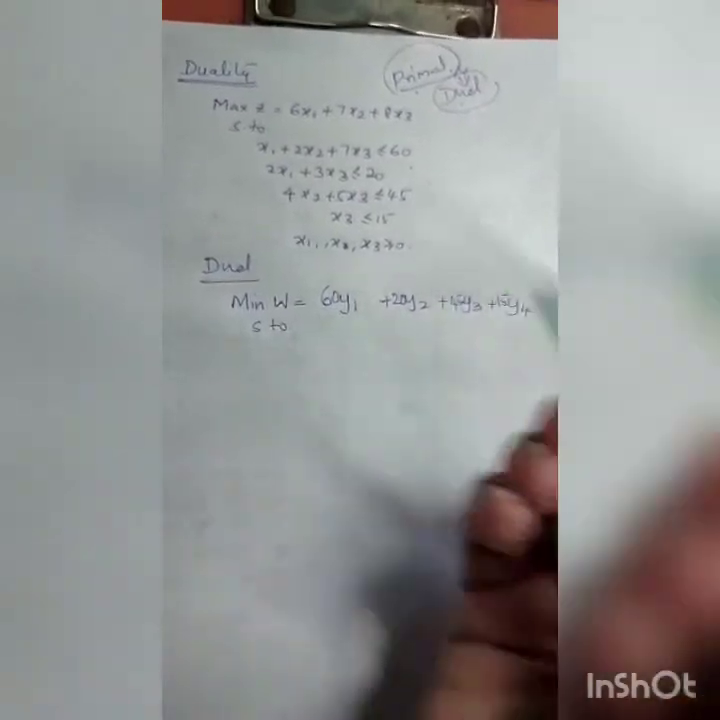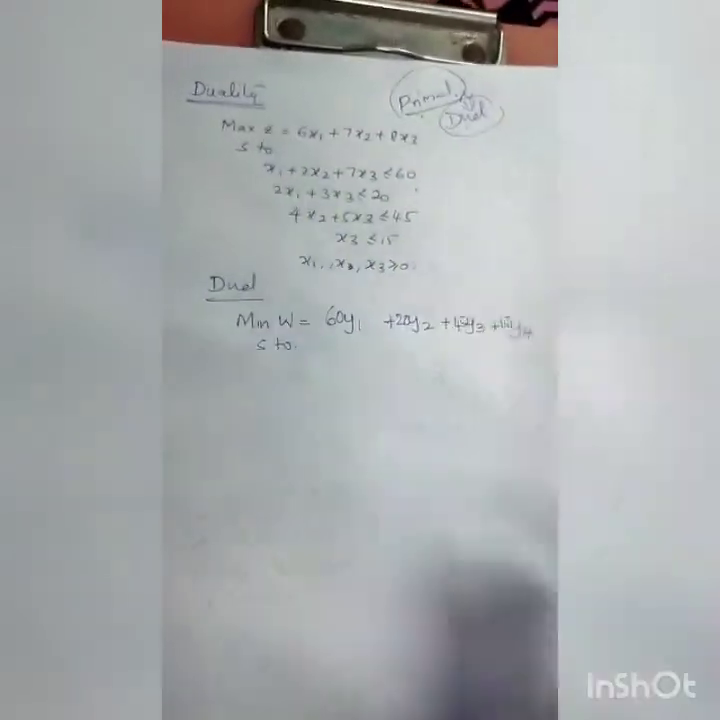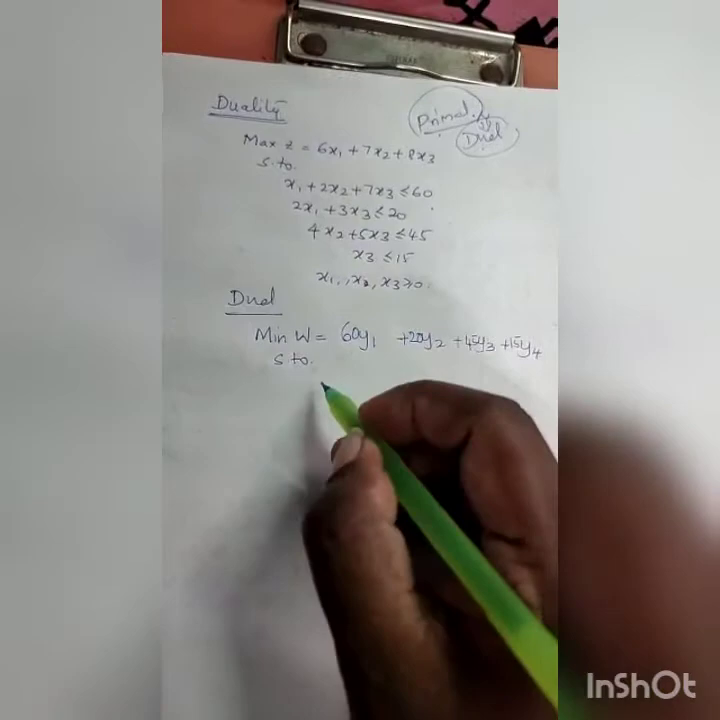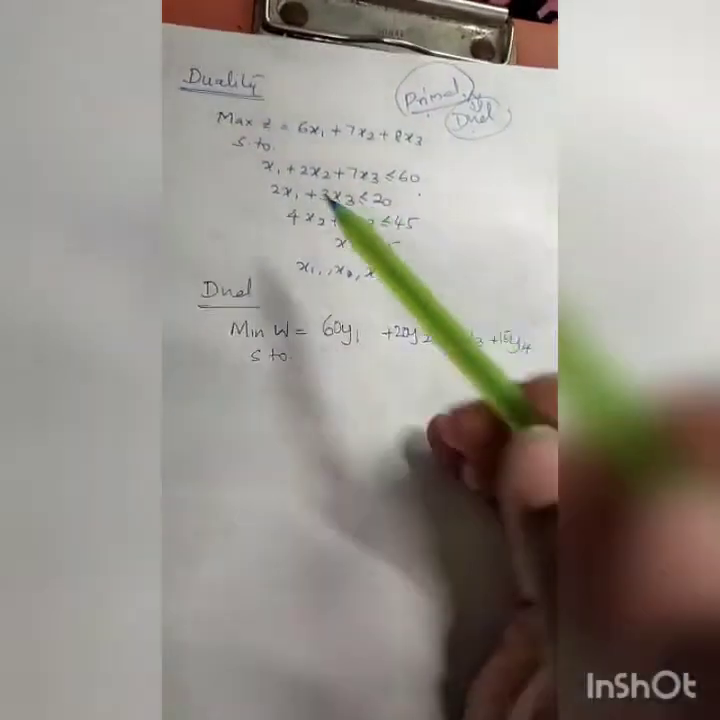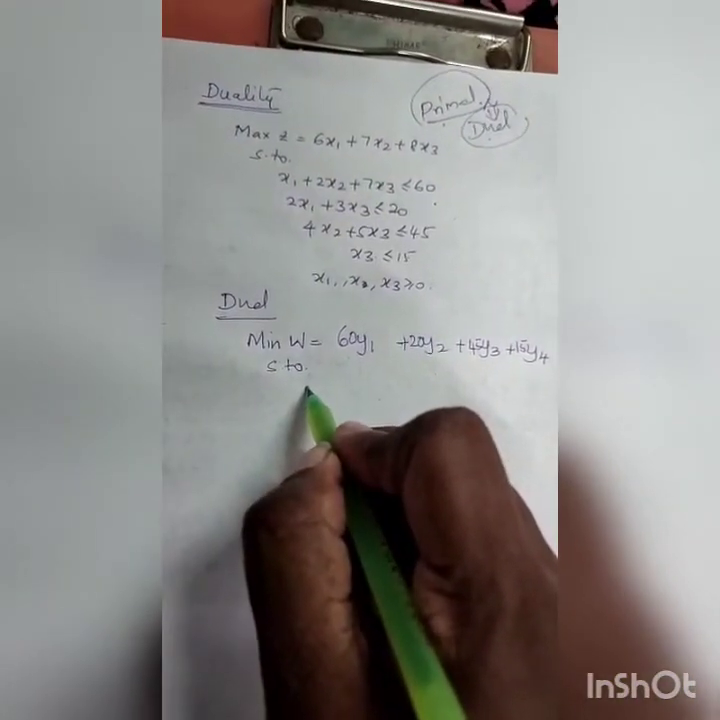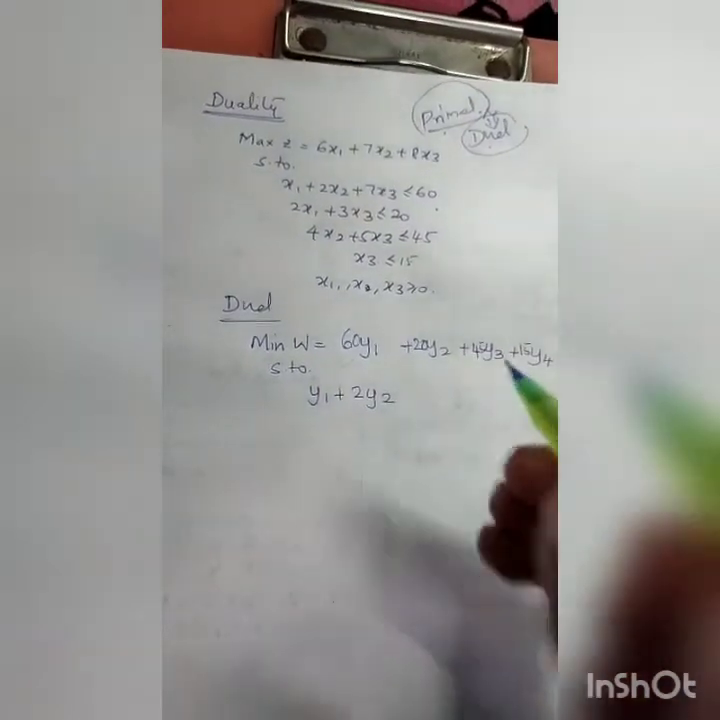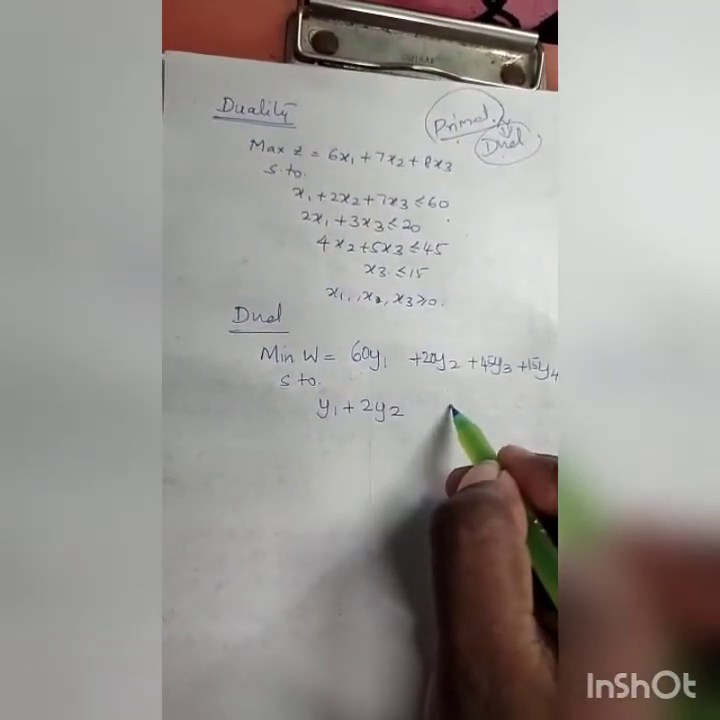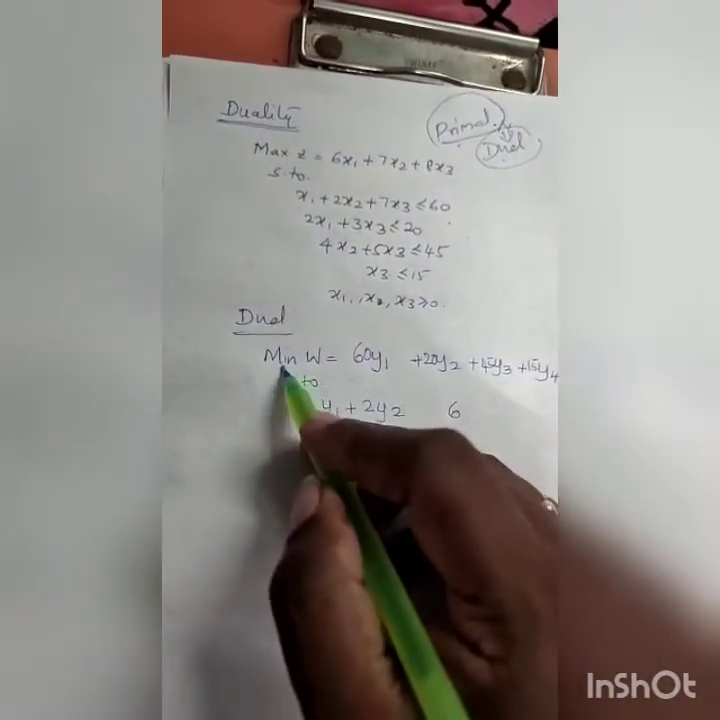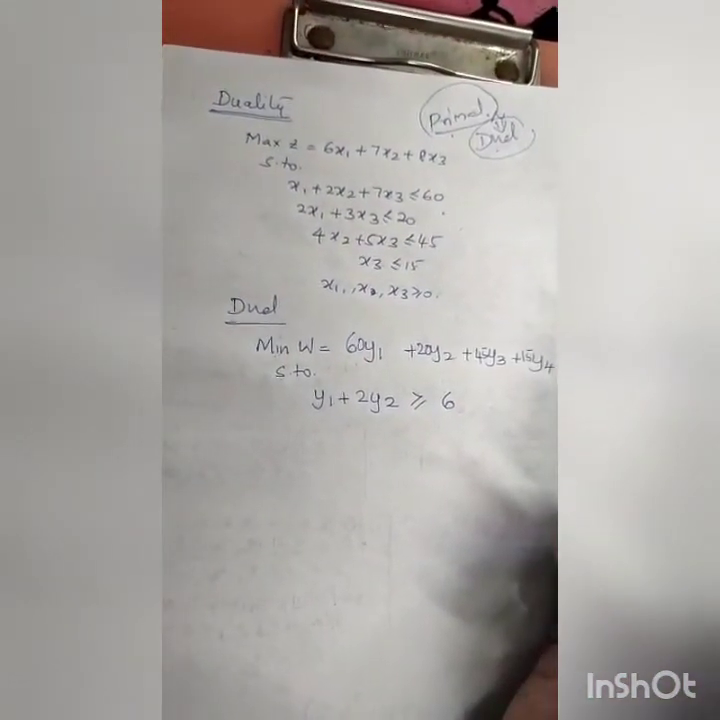Subject to. So my first constraint will be wherever x1 is there. x1 is my first constraint. So I have 1x1 plus 2x1, so it will become y1 plus 2y2. The solution for x1 is 6, so this will be 6. Since this is a minimization, this will always be greater than or equal to 6.